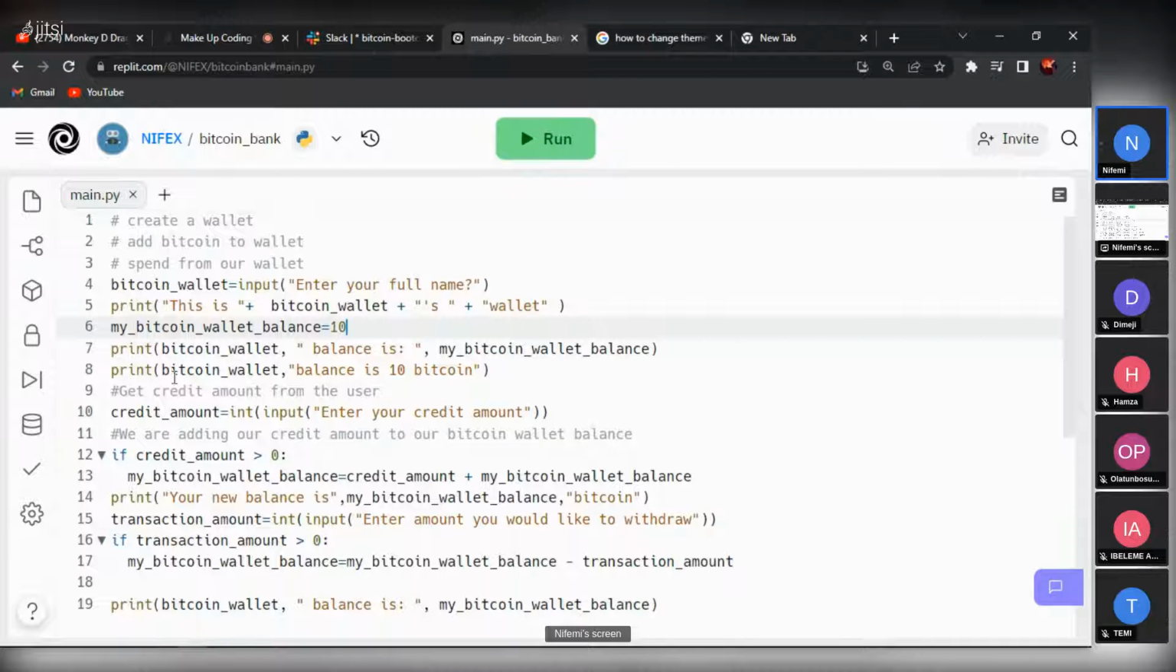Print bitcoin wallet. Our name is going to be here, so it will be your name balance is 10 Bitcoin. If I was to say my name, Nifemi, it will be Nifemi's balance is 10 Bitcoin. Now, get credit amounts from the user.